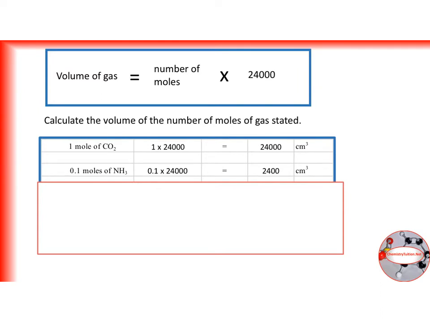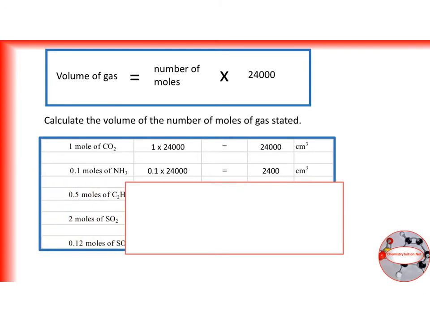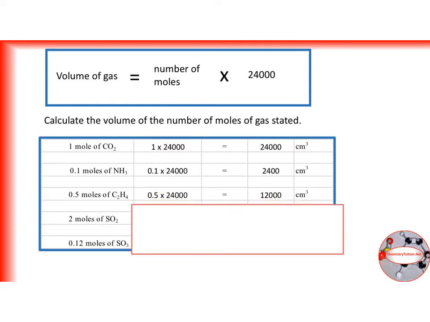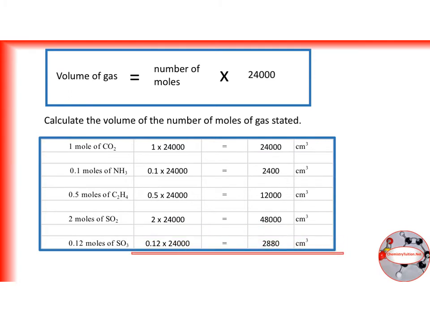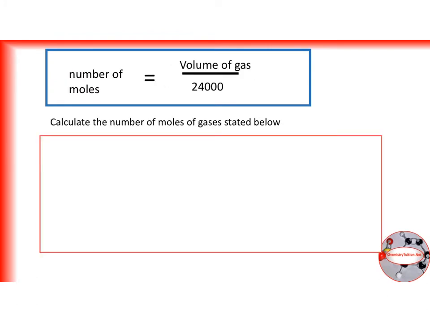So, how about you have a go at some examples? So there's 0.5 moles of ethene, 2 moles of sulfur dioxide, and 0.12 moles of sulfur trioxide. See how you get on with those, and carry on the video when you've had a go. So here are the answers. You're obviously going to do 0.5 times 24,000, 2 times 24,000, and 0.12 times 24,000 to give you those volumes there.